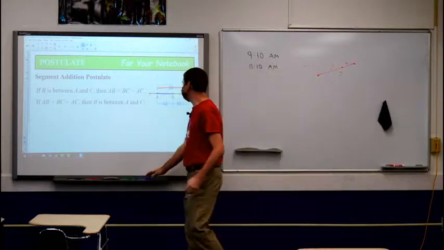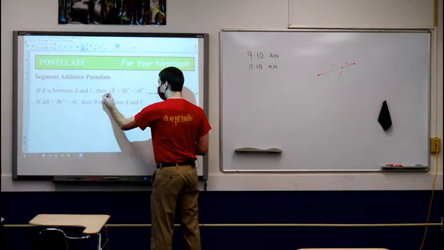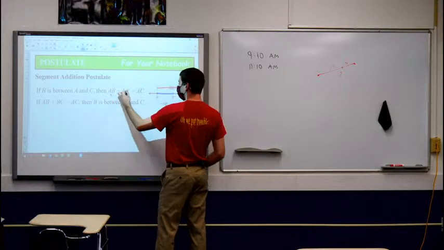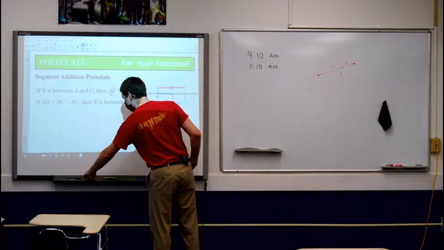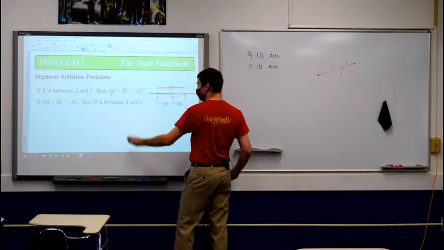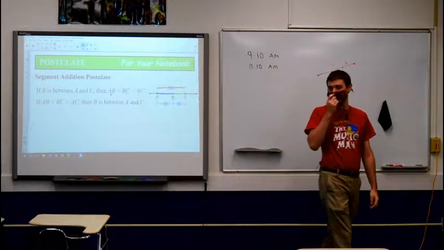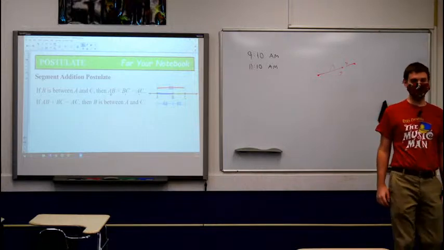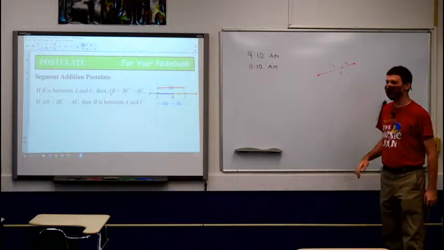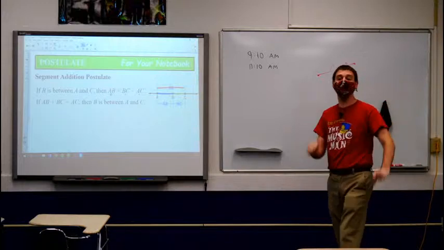So let me color code here. A to B is the first piece, and B to C is the second piece, and what I'm saying is that I can combine them together to make the whole thing, A to C. It says the same thing that we said over here. I can take these two pieces, combine them together, they make the whole thing.